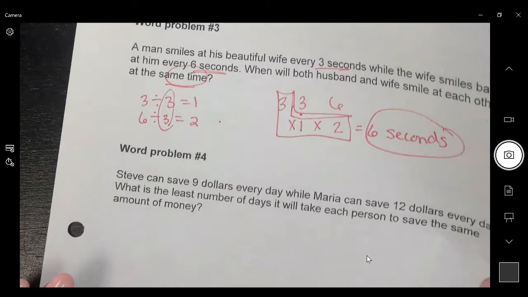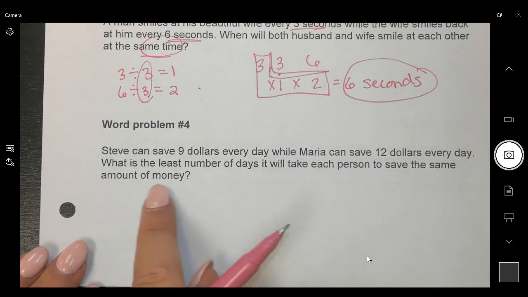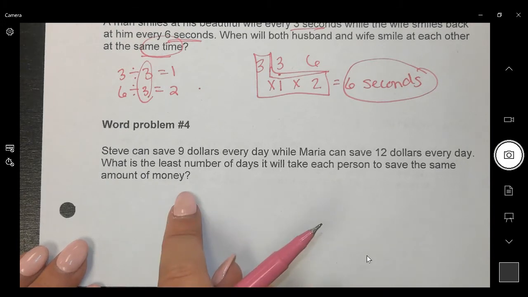I want you to try number 4 on your own. So go ahead and pause the video and try number 4. And then when you've got your answer, I want you to unpause and see if you got it correct.